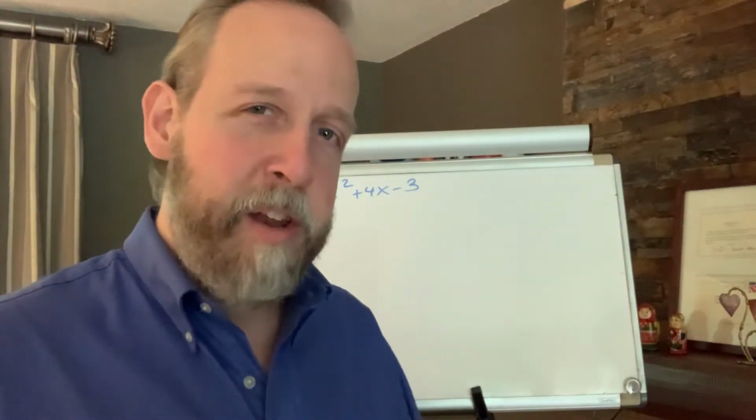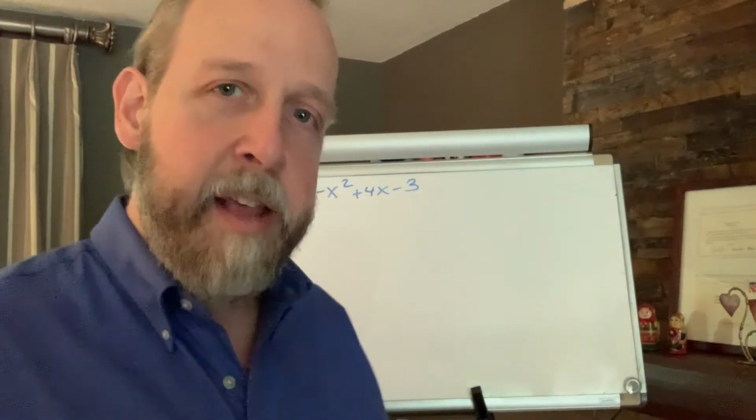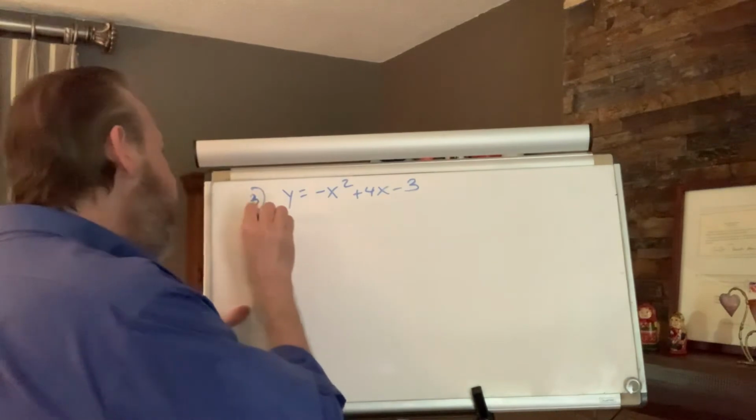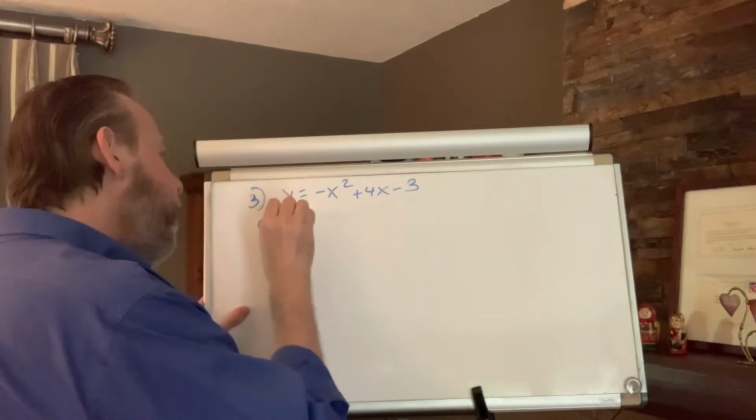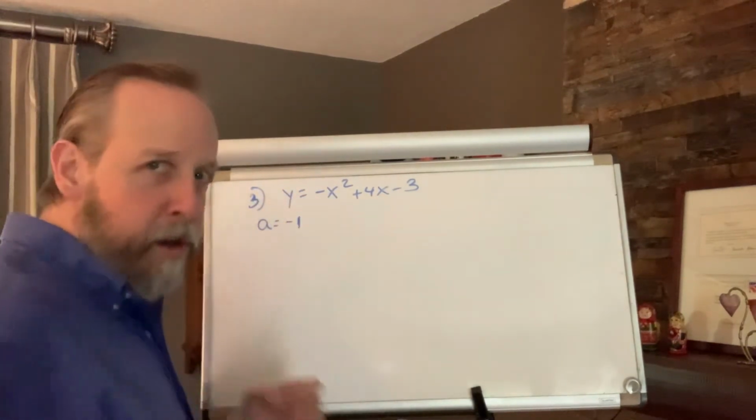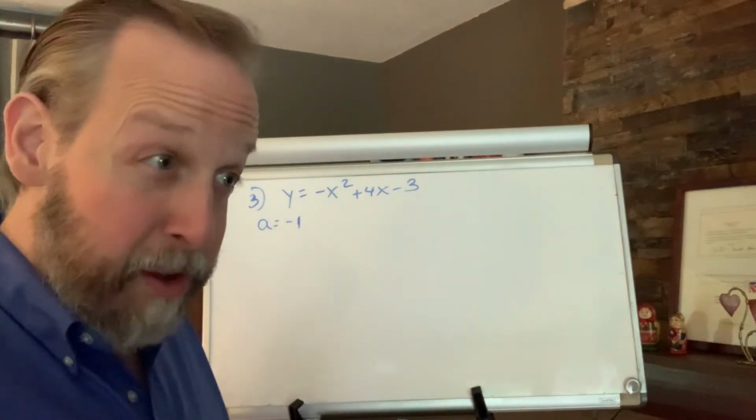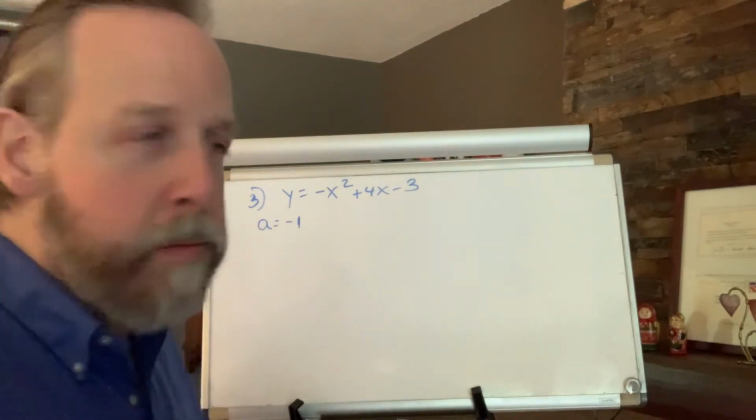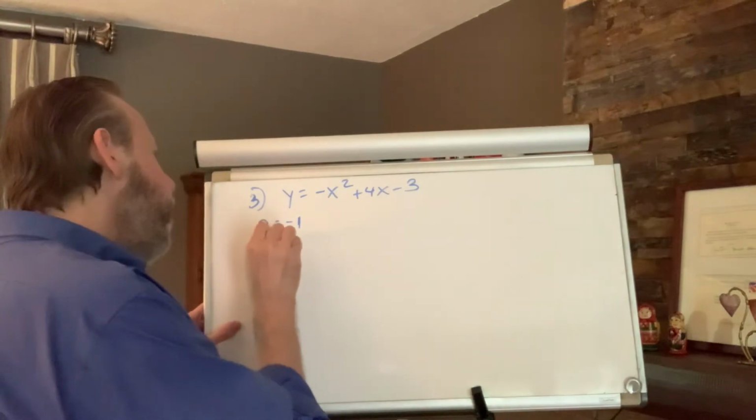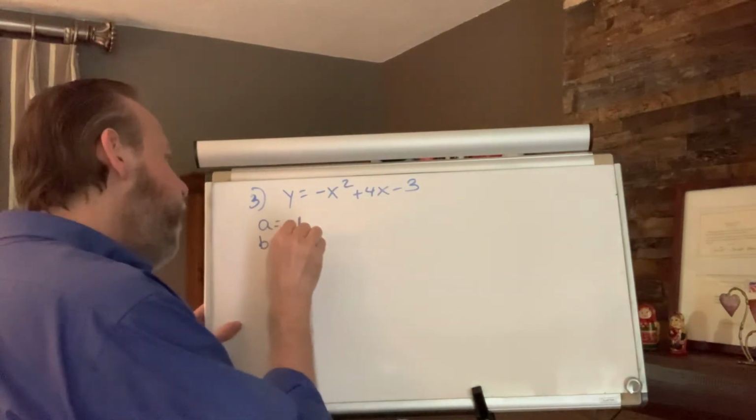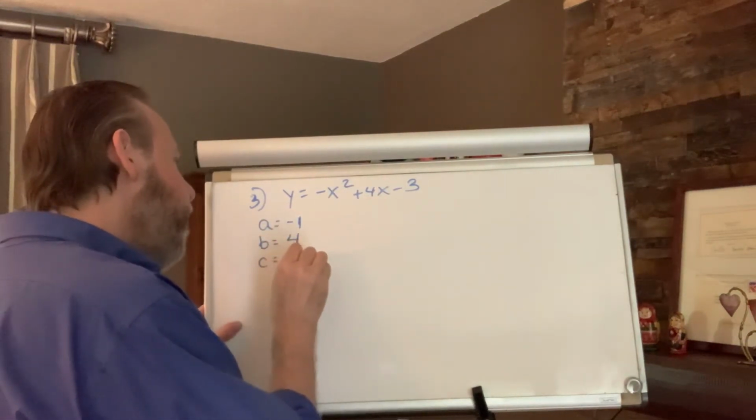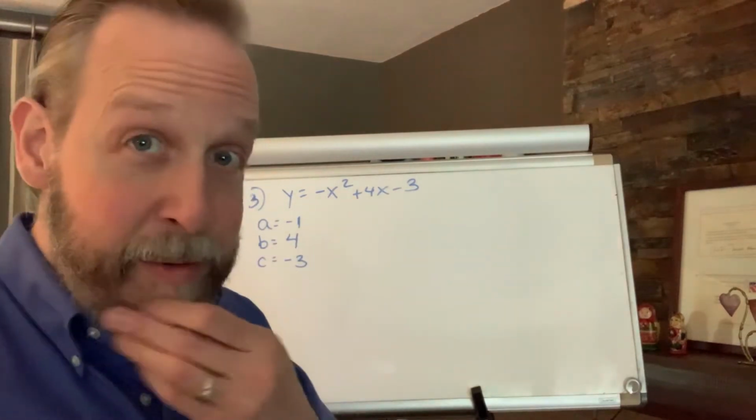I said what I want you to do is identify the a, the b, and the c. The a value is -1. It's the coefficient of x². It just said -x², so it's -1. The b value is the coefficient of the x term, +4. The c is -3. Okay, great. So we have a, b, and c.